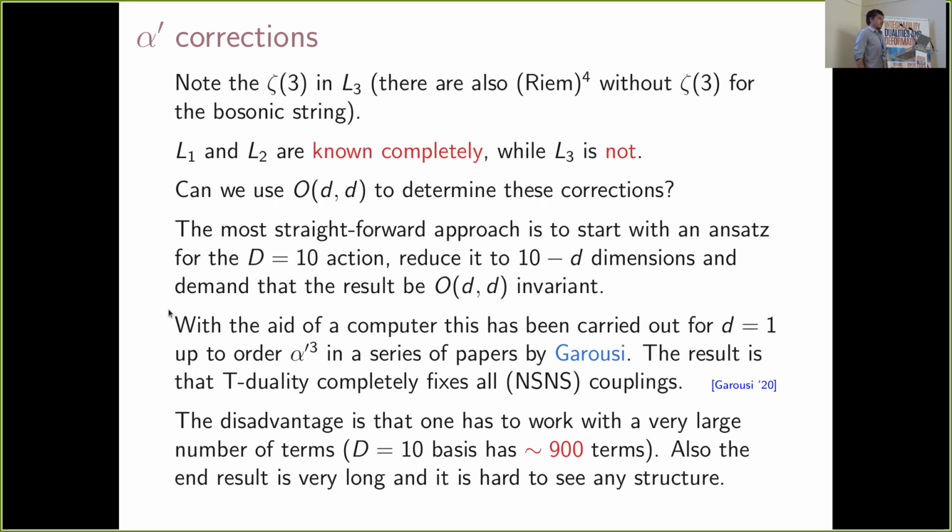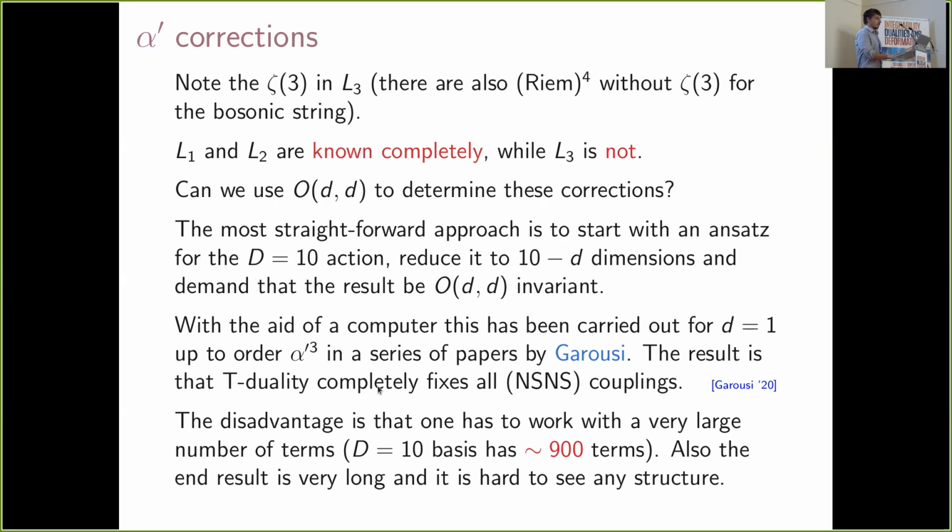Okay, that's the basic idea, and that's the most straightforward thing that you can do. But it turns out to be quite complicated. But it has actually been done for the case where d is 1. So that means reduction on one dimension, a circle reduction, if you want. It's been done up to and including order alpha prime cubed in a series of papers by Garousi. And the result is that T-duality, in this case, it's just ordinary T-duality on a circle, completely fixes the NS-NS couplings up to the overall coefficient.